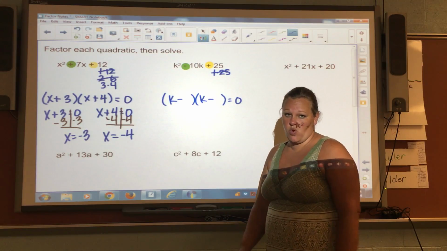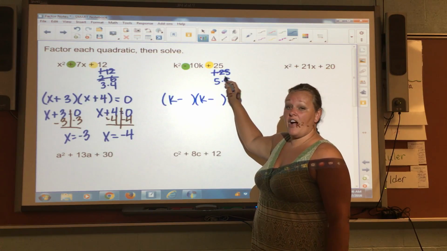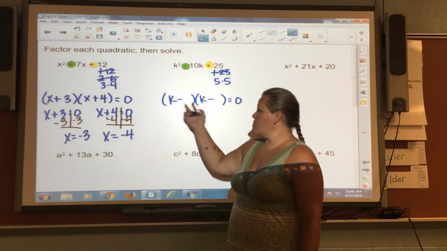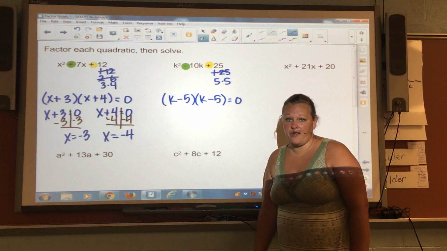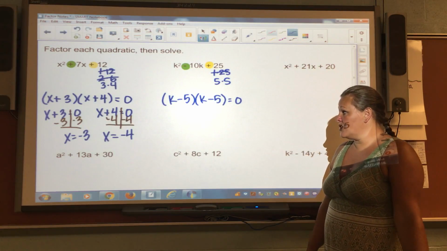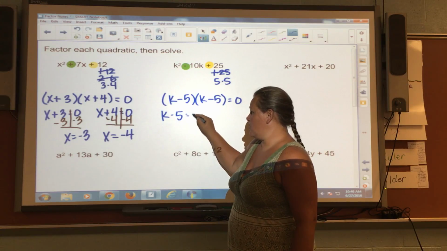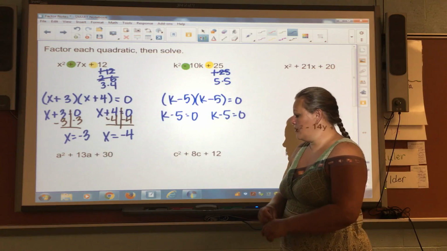Now we just ask ourselves, 1 times 25 gives me 25, but 25 plus 1 is 26, so that one doesn't work. And then I have 5 times 5, and 5 plus 5 gets us to 10, so that's our winner. Again, our signs are the same, so it doesn't matter where the 5 goes. And to solve, we can set each one. K minus 5 is equal to 0, or k minus 5 is equal to 0.